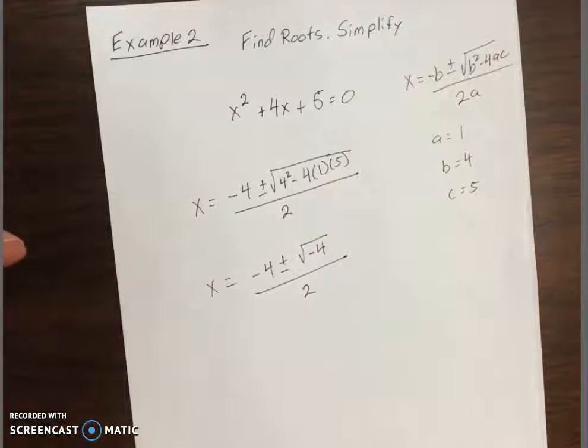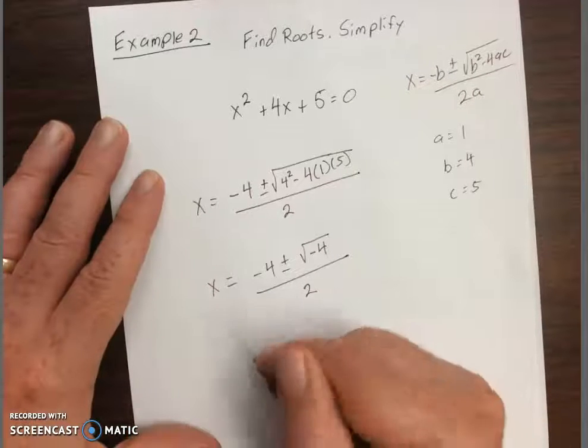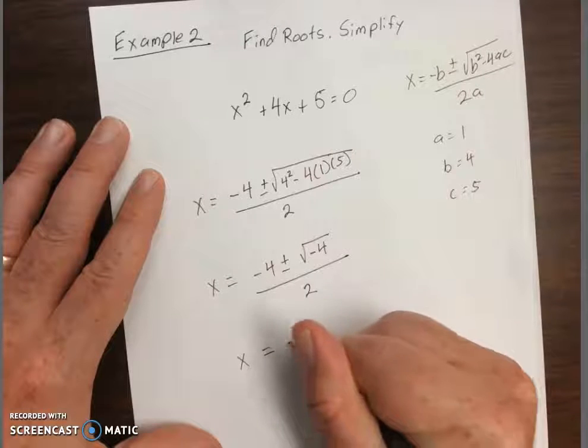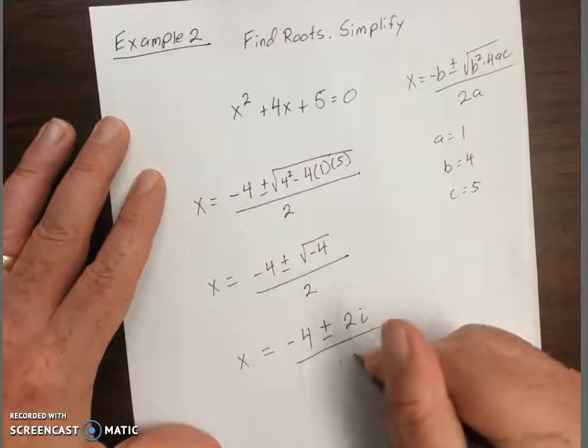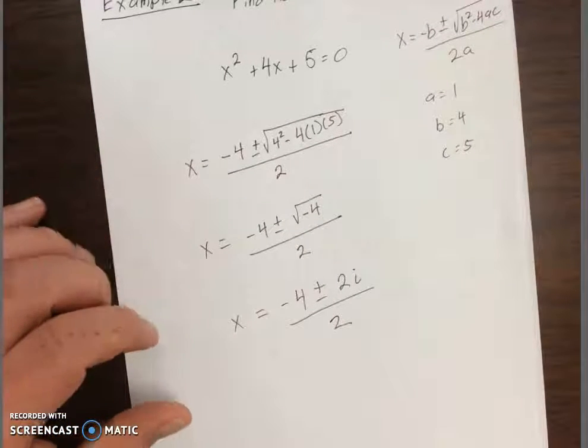So here when I look at this, I have a negative, so I've got to bring an i out. I've got a 4. Square root of 4 is 2. So my radical will simplify to minus 4 plus or minus 2i over 2.